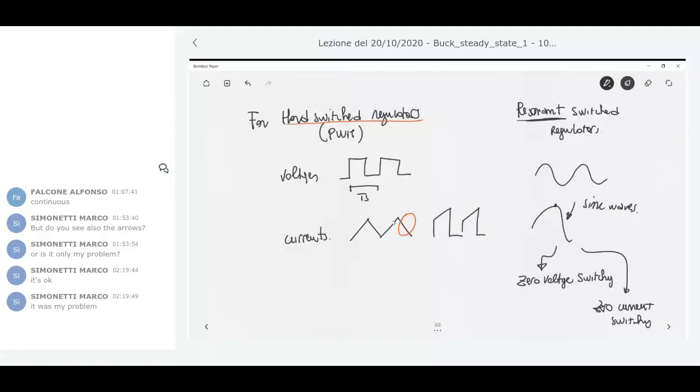So the resonant switch regulator makes it possible, by using these two different techniques, for example, to reduce to a minimum the dynamic switching of these real switches inside the regulator. In that sense, I can reduce even more the dissipated power, the switching dissipated power in the switch. And that leads to even more efficiency. By the way, for this course, we just learn how the hard switch regulator works.